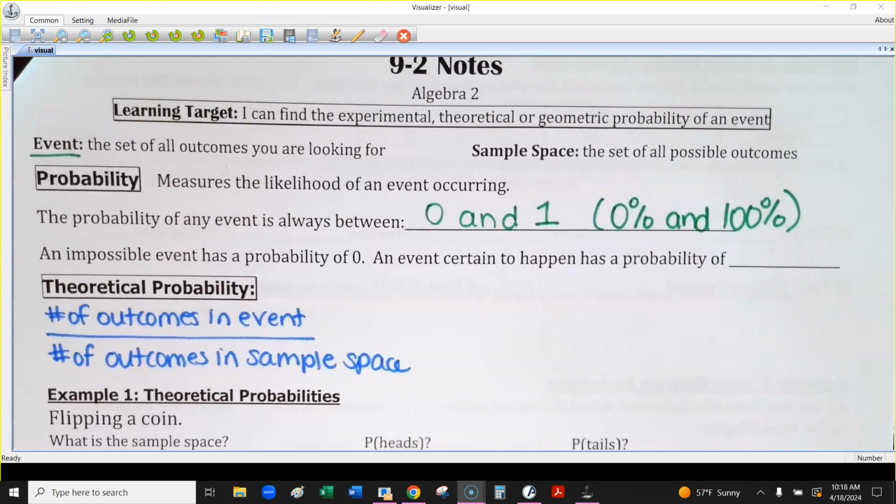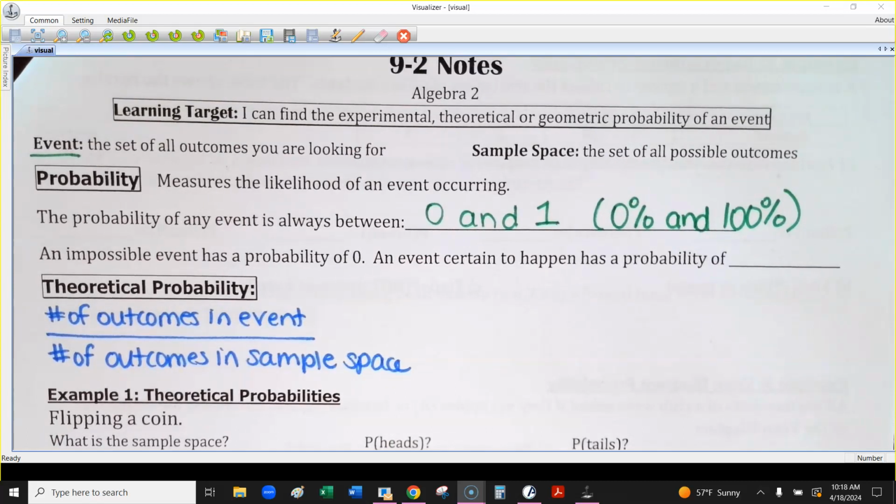And then right underneath there it says an impossible event has a probability of 0. So like, trying to think of an example. If I just had a normal die, like 1, 2, 3, 4, 5, 6, and I said, what's the probability I roll an 8? You would say 0. There's not 8 sides on that. So that would be a probability of 0.